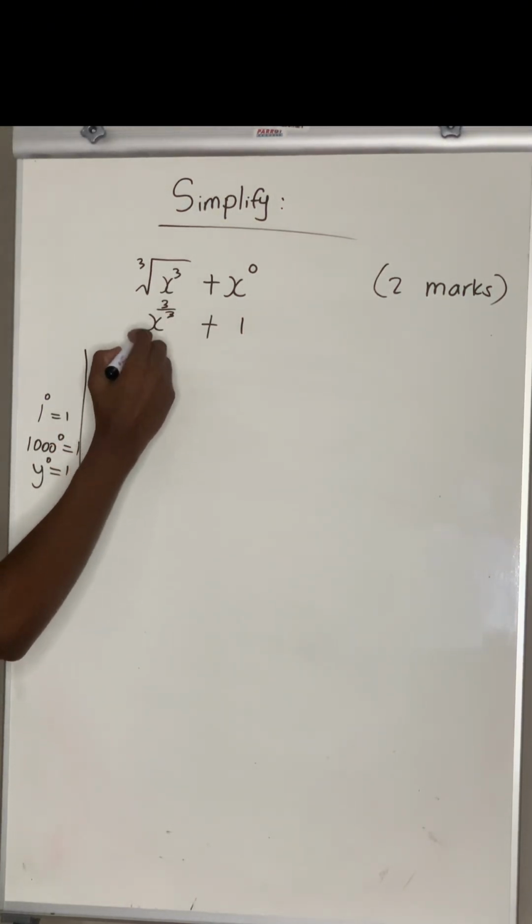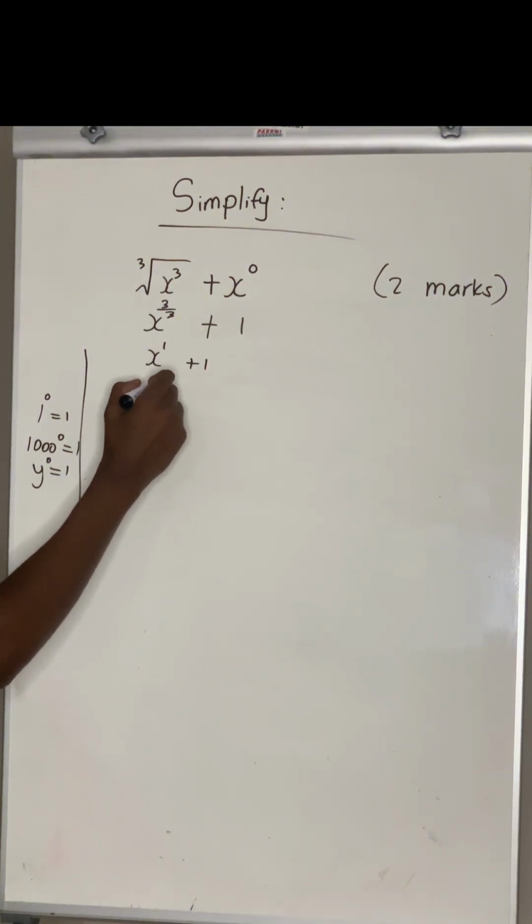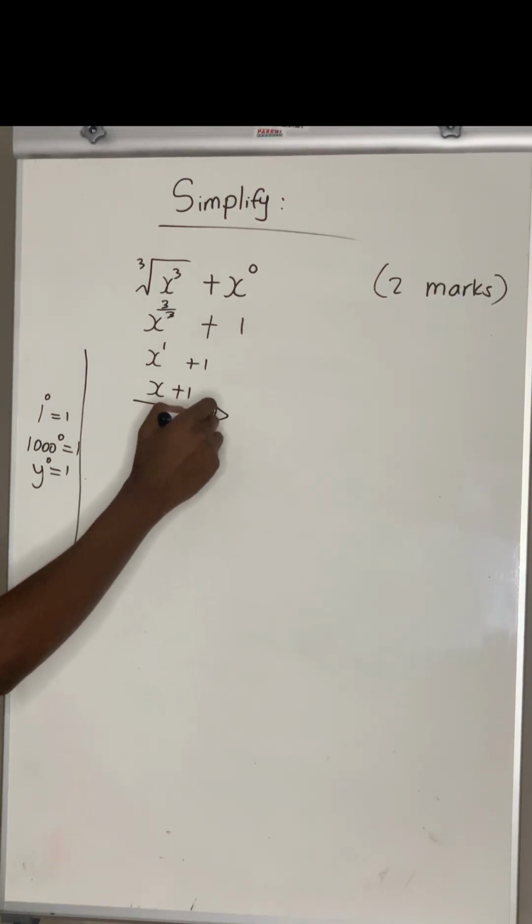And then 3 divided by 3, that is x exponent 1, and then plus 1. You can leave it like this, or you can just simply say x plus 1. So you are done.